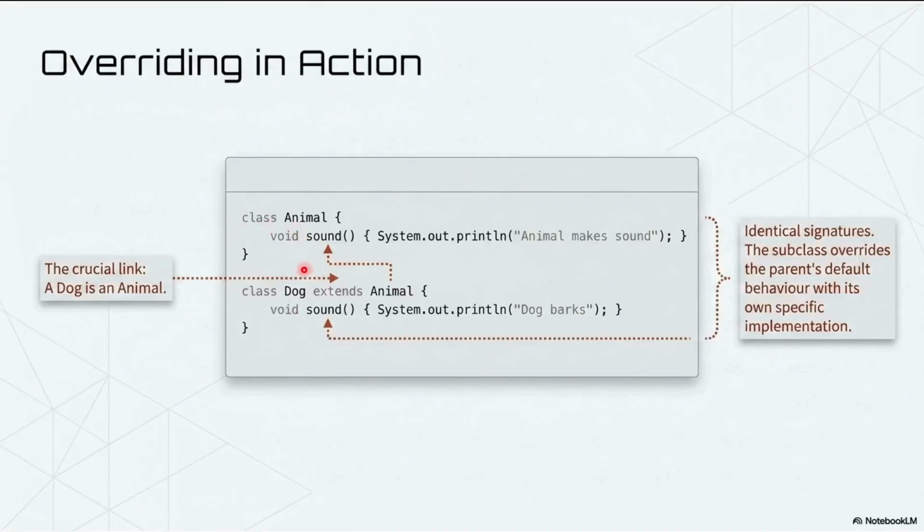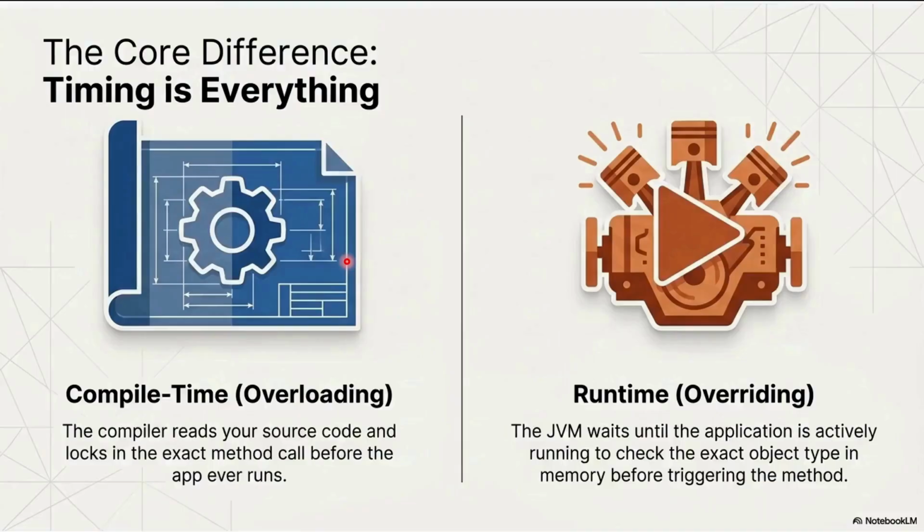Overriding in action: there is an animal class and then there is a dog class which has been inherited from animal. There are 2 methods with exactly the same name and identical signatures. As you can see, even the methods are the same. There are no parameters in both the methods, so the signature is also the same. Understand it: if there are parameters, the parameters will also be the same. And that is overriding.